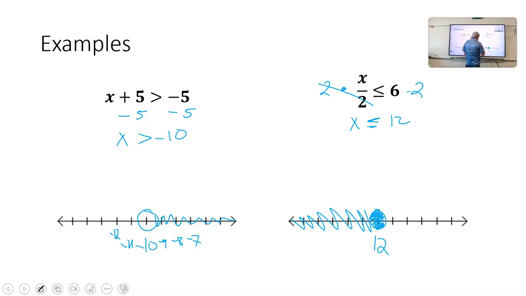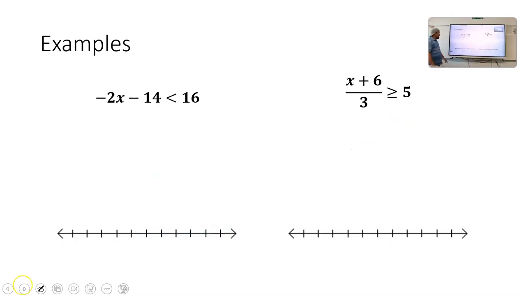So I can choose, I don't know, a number would be 0. Is 0 less than or equal to 12? Yes, it is. I forgot to check over here. We could pick like -7. Is that greater than -10? Yes, it is.